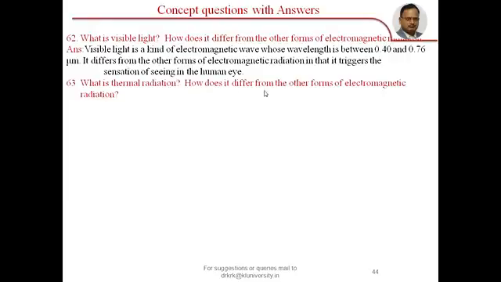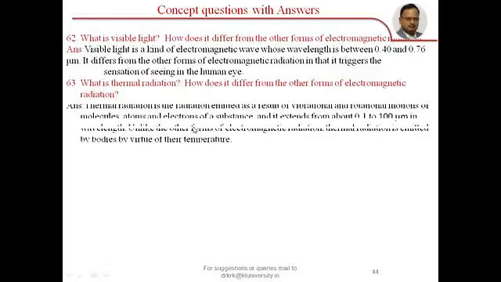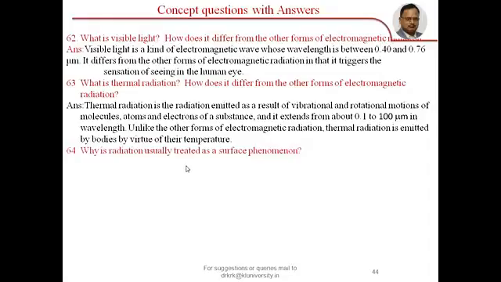What is thermal radiation and how does it differ from other forms of electromagnetic radiation? Thermal radiation is the radiation emitted as a result of vibrational and rotational motion of molecules, atoms and electrons of a substance, by virtue of its temperature greater than 0 Kelvin, and extends from about 0.1 to 100 micrometers. Unlike other forms, thermal radiation is emitted by bodies by virtue of their temperature.